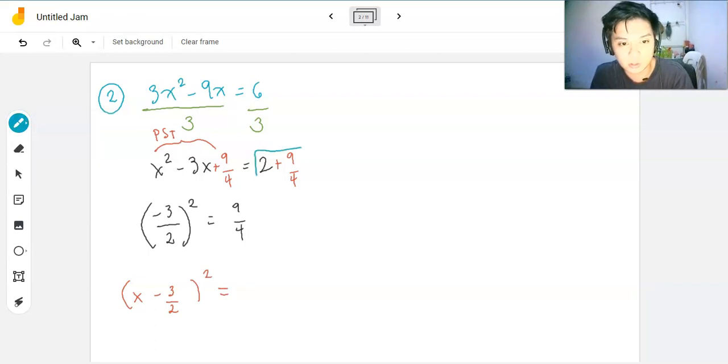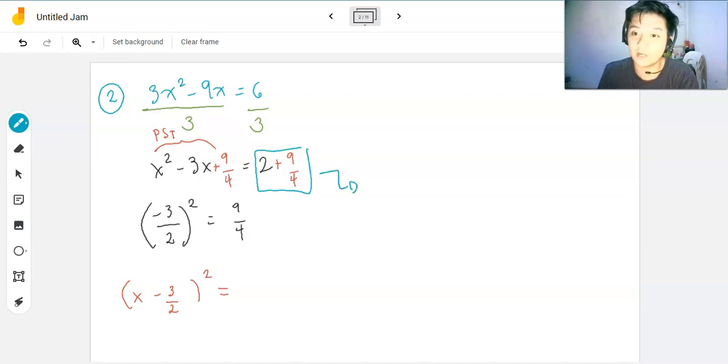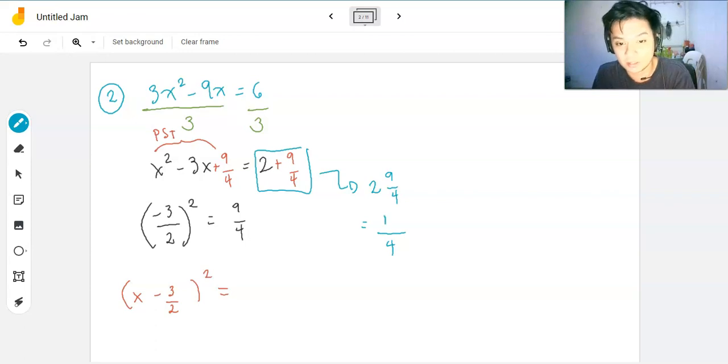So, anong sagot sa 2 plus 9 fourths? Take note, this is just a whole number plus a fraction. So, pwede siyang i-express as a mixed number. So, 2 and 9 fourths na lang. And then, let's just express it as an improper fraction. So, we copy lang the denominator 4. And then, what do we do to get the numerator? 4 times 2 is 8 plus 9, 17. So, ibig sabihin, yung 2 and 9 fourths, which is the result in 2 plus 9 fourths, can be rewritten as 17 over 4. Ayan.